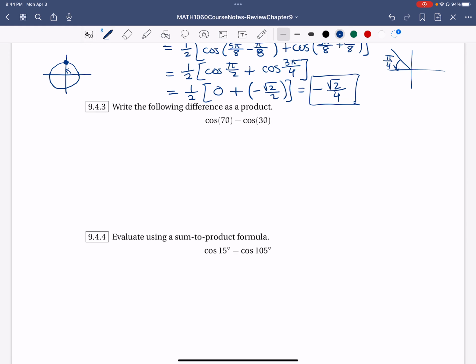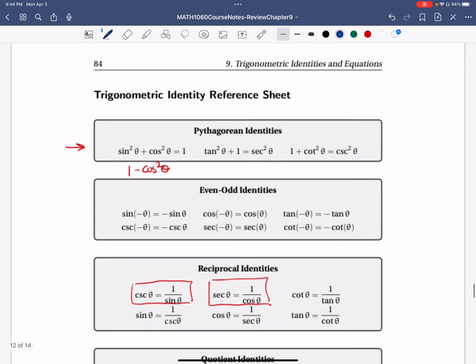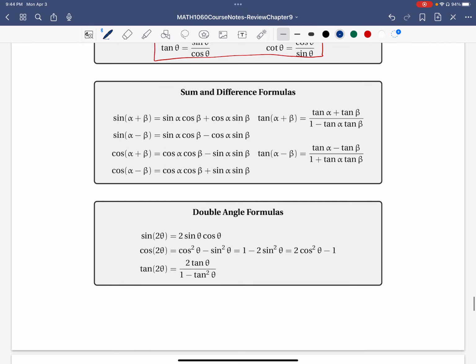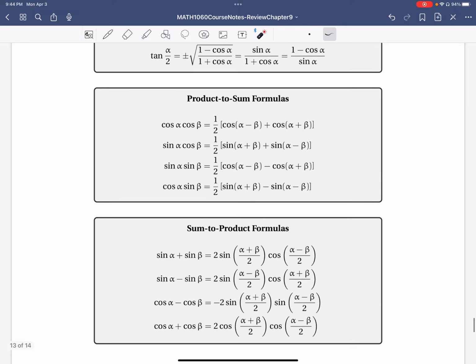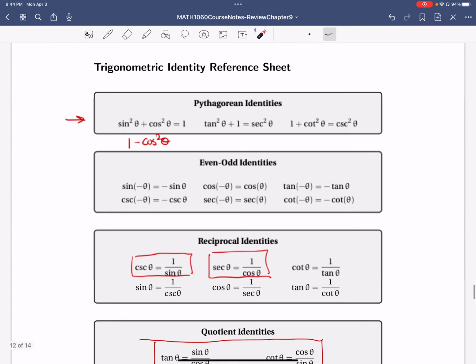The next one says to write the following difference as a product. So now we're going to be using a difference to product formula. We're going to go down to where we have the sum or difference to product formulas and look for the one that we need. We had cosine of 7 theta minus cosine of 3 theta. Let's see, I'm looking at the wrong page here. We want sum to product formulas. And we have cosine of an angle minus cosine of another angle. So it looks like we're going to be using this one. That's what we're going to be using for this problem.